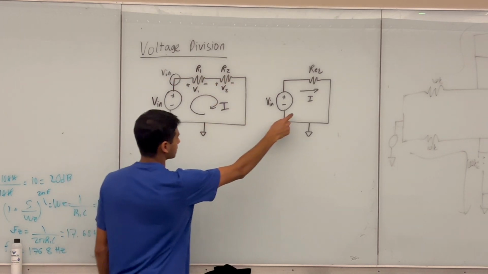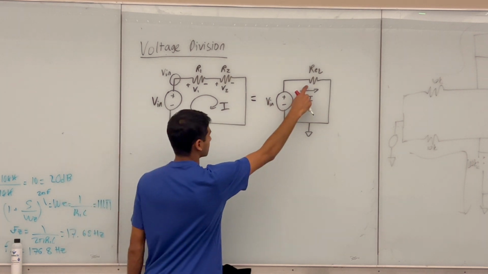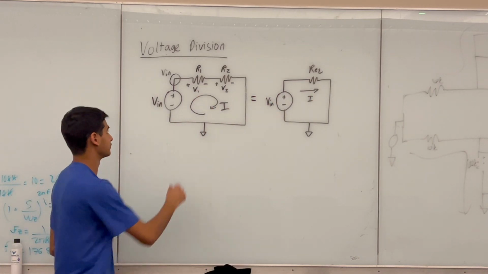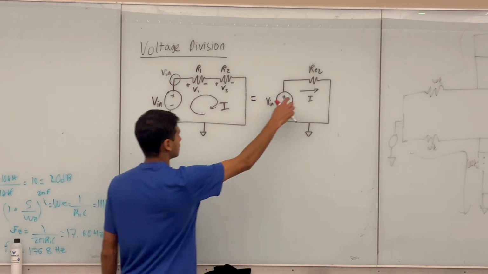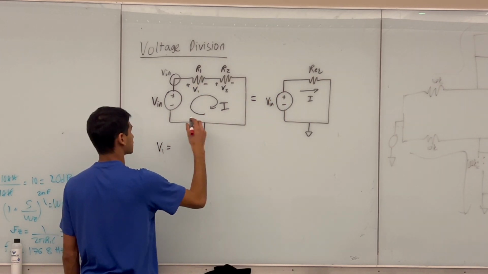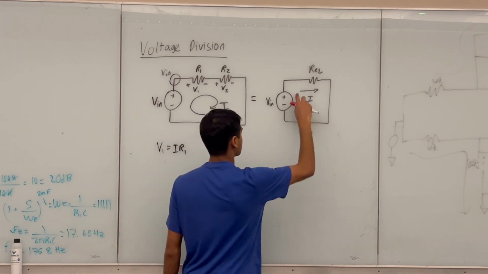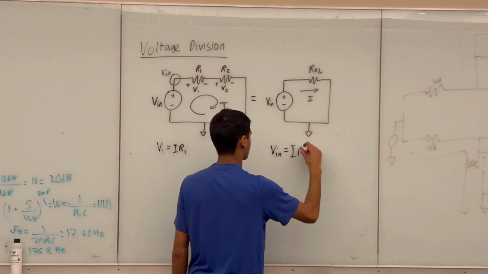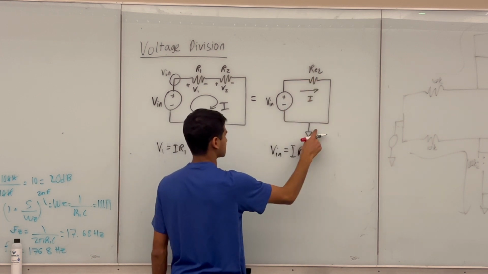And all I did on the right was simplify this circuit to Vn and Req. Req just being the sum of these two resistors. And I want to solve for the voltages V1 and V2. And I'm going to do that first by writing Ohm's law across these two resistors. So for R1, V1 equals I times R1. And for the right side, Vn equals I times Req, because Vn is the voltage across this resistor since this node is at ground.